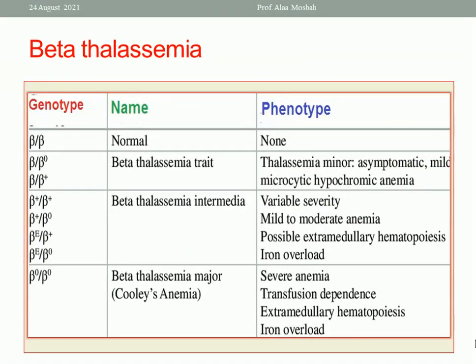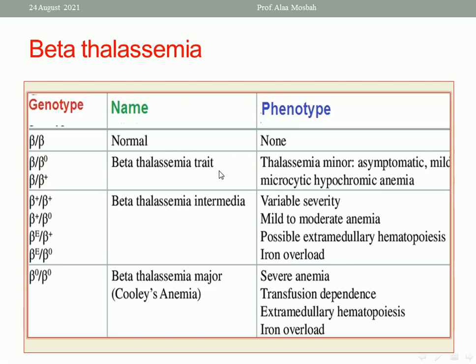Look at this table, please, about beta thalassemia categories. Notice the difference. We know there are 2 genes responsible for beta thalassemia. This is the normal one, the upper one, then the beta thalassemia trait, then beta thalassemia intermedia, more severe, then the most severe one, beta thalassemia major or Cooley's anemia. What are the characteristics of the 3 categories?